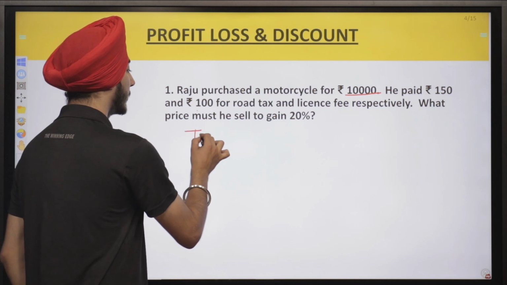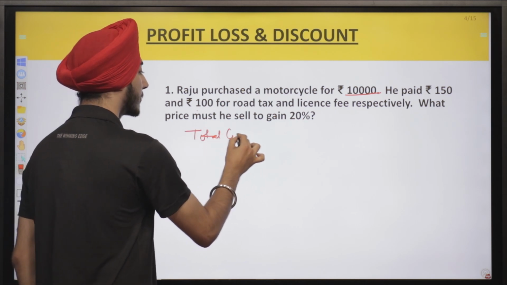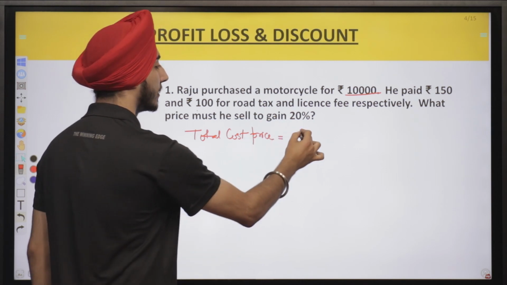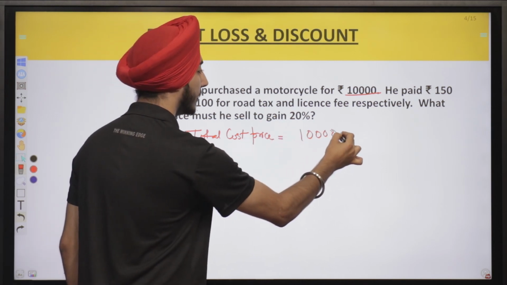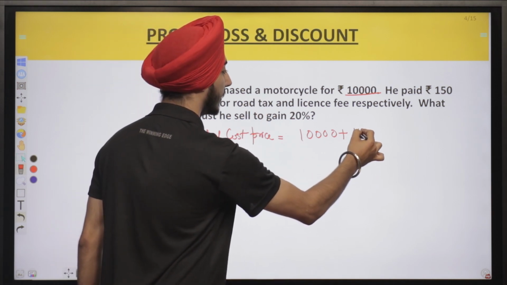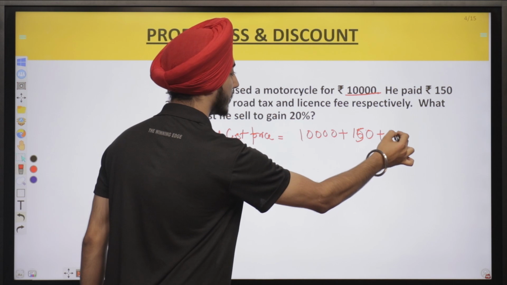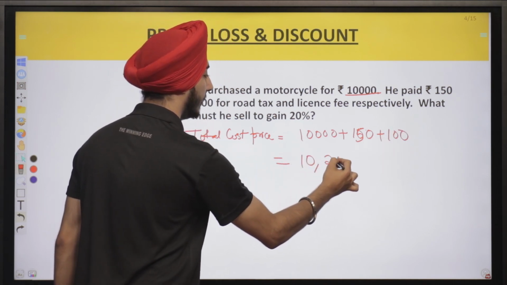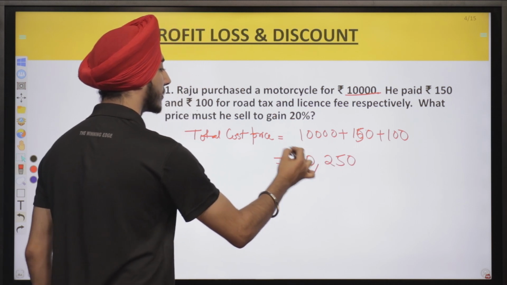So first of all we write down the total cost price. The total cost price will be 10,000 rupees plus the road tax which is 150 and the license fee which is 100 rupees. On addition this gives us 10,250 rupees as the total cost price.